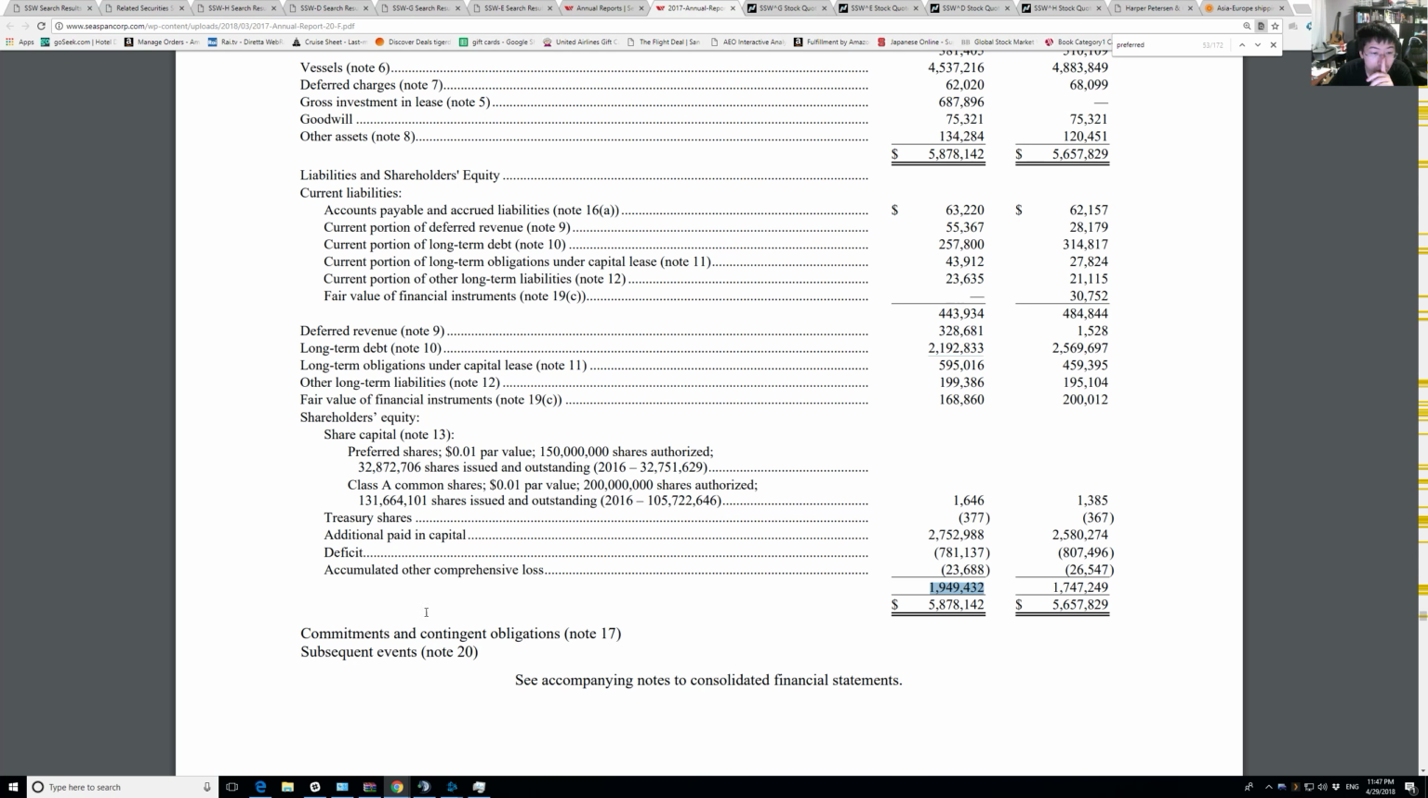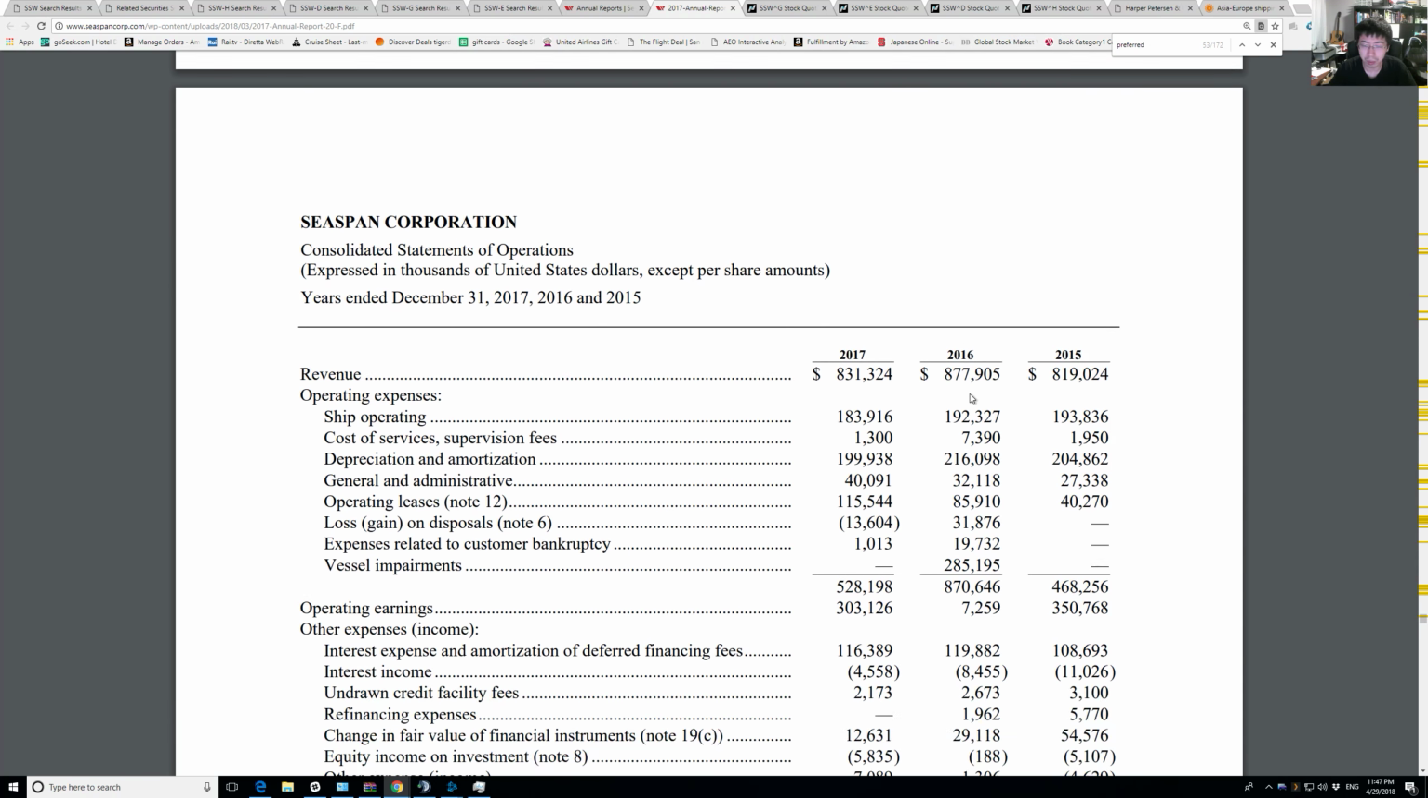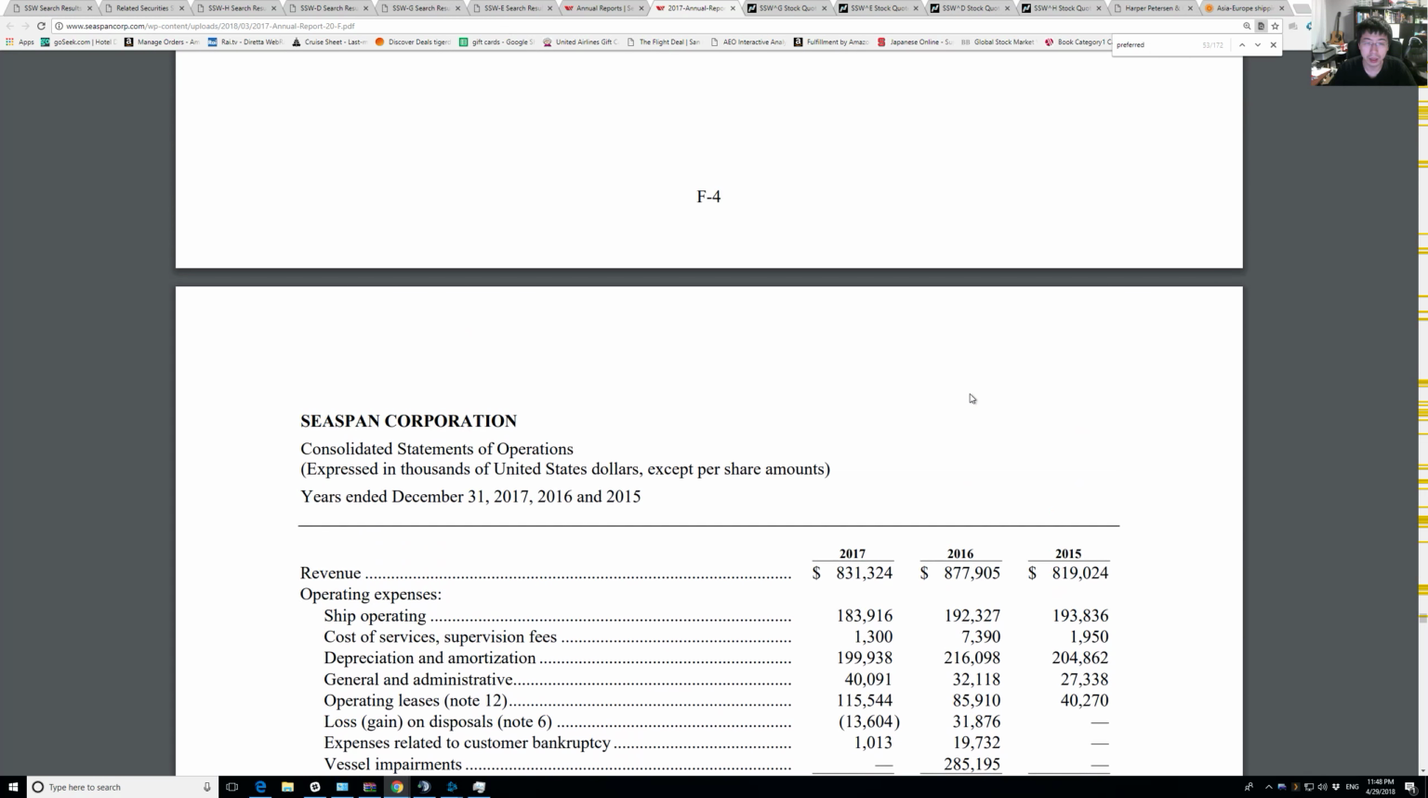Within that $1.9 billion, let me think. I'm actually not sure how much of that is the preferred shares. I know preferred shares they issued quite a bit, but let's keep looking at the revenue. Sorry, at the income statement.